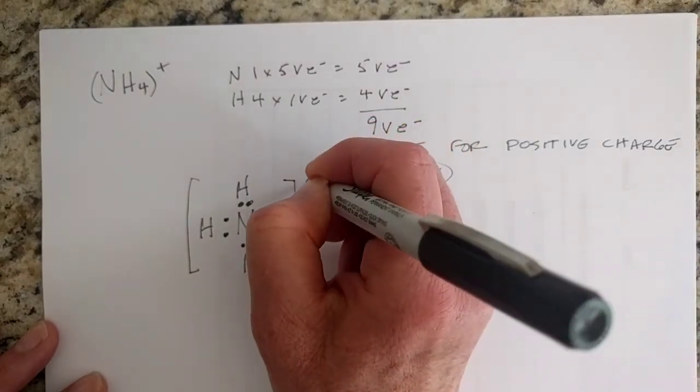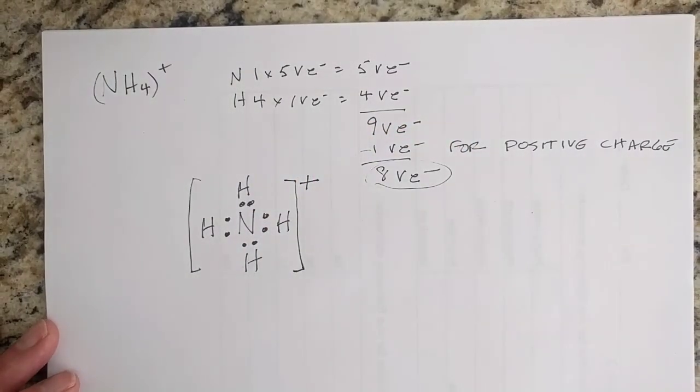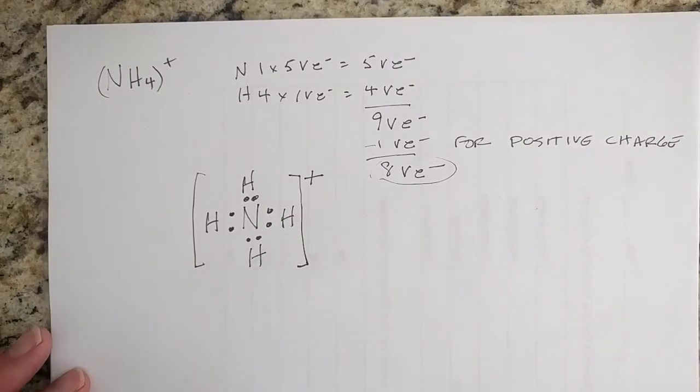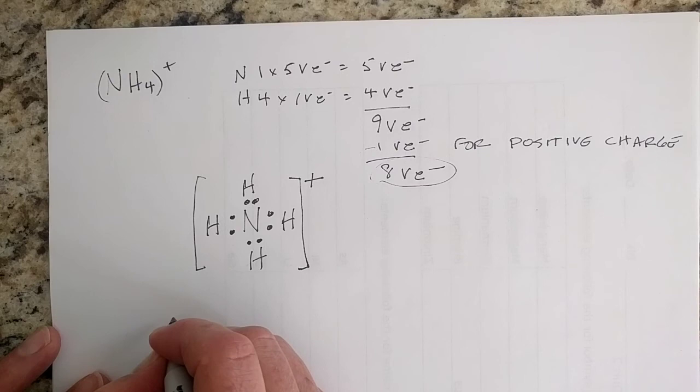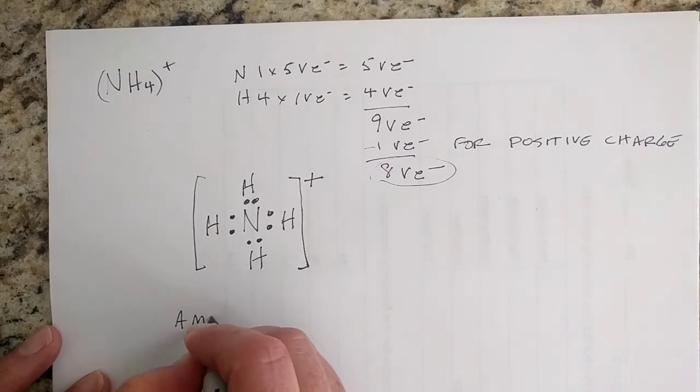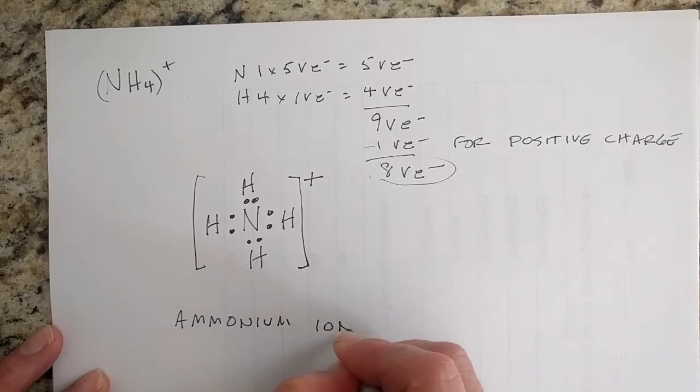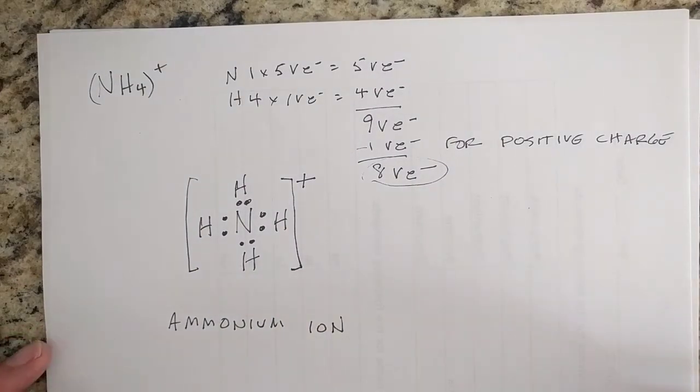And then we put the charge as a superscript outside the bracket. So that is the complete Lewis structure for NH4+. The ion has a name. This is called the ammonium ion, NH4+. We're going to see that again.